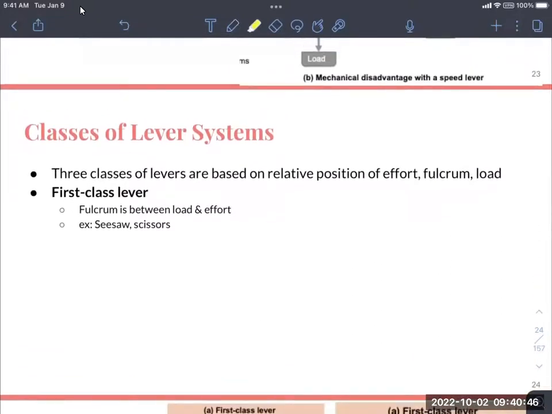So our lever systems, we have different classes of lever systems. Our first class lever. Our fulcrum is between the load and the effort. Like a seesaw. If you ever played on a seesaw when you were a kid, or if you have kids and your kids play on a seesaw, that is a first class lever. Your scissors, those are a first class lever.